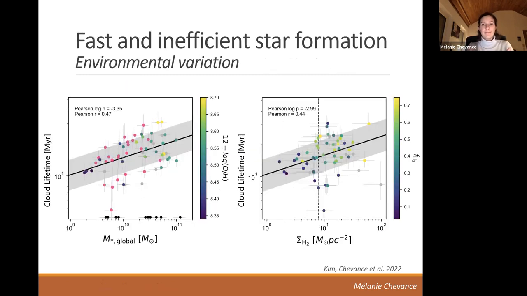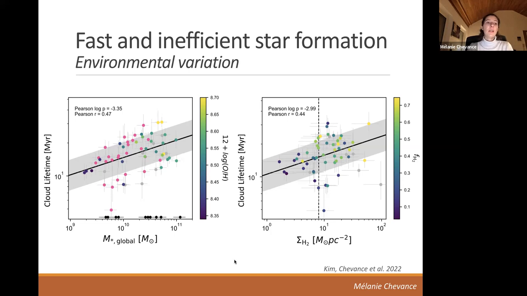So in addition to measuring this fast destruction of clouds, we've also been able to identify that the cloud lifetime and the cloud destruction time vary with the environment. I'm just showing here two plots illustrating that: the cloud lifetime as a function of the stellar mass of the galaxy on the left, and molecular gas surface density on the right.